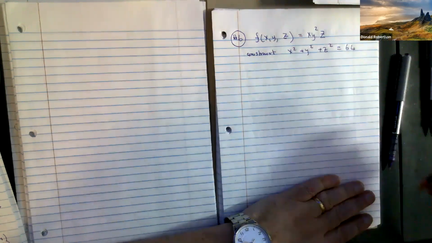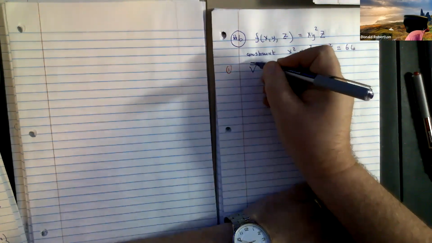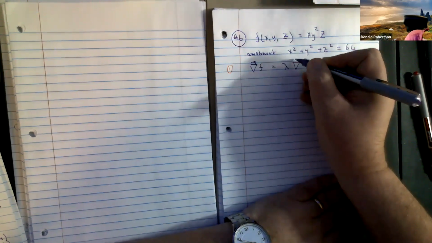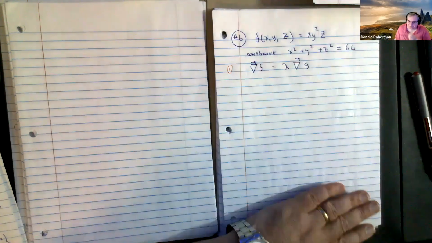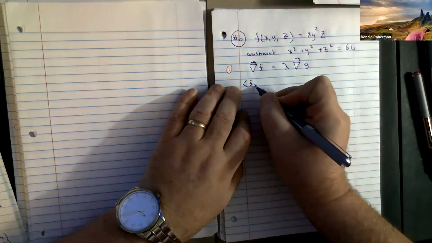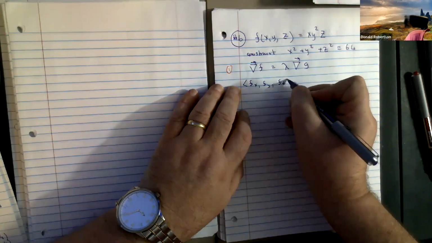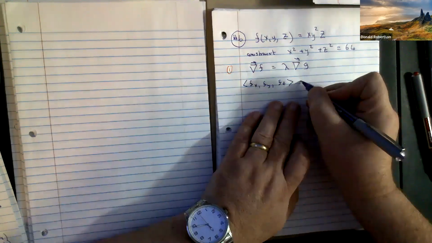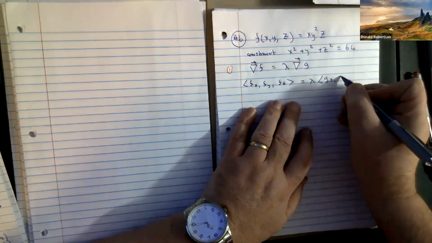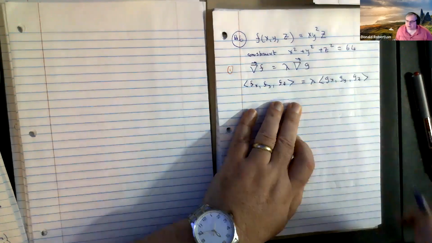So, step 1 is the gradient of f is still going to be lambda times the gradient of g. The only difference is that f has now got 3 pieces to it instead of 2. And the same thing's true about g. It's going to have 3 pieces to it. It's a bit like adding an extra dimension.